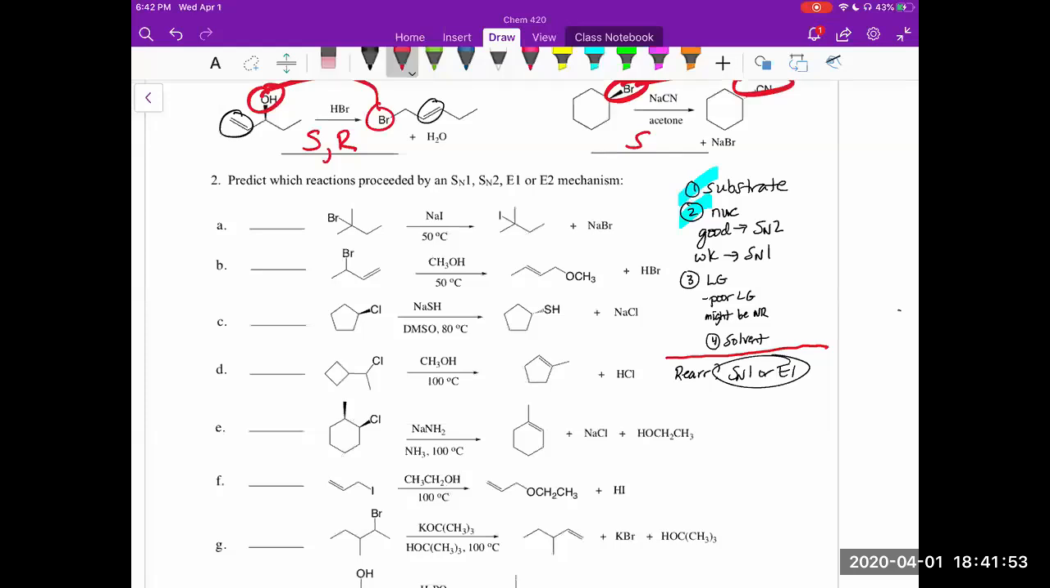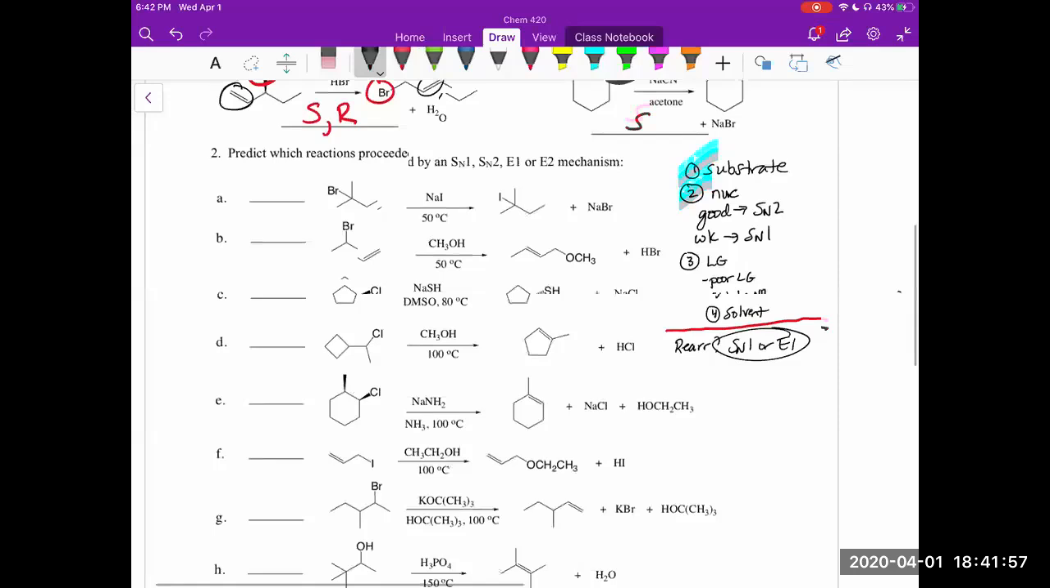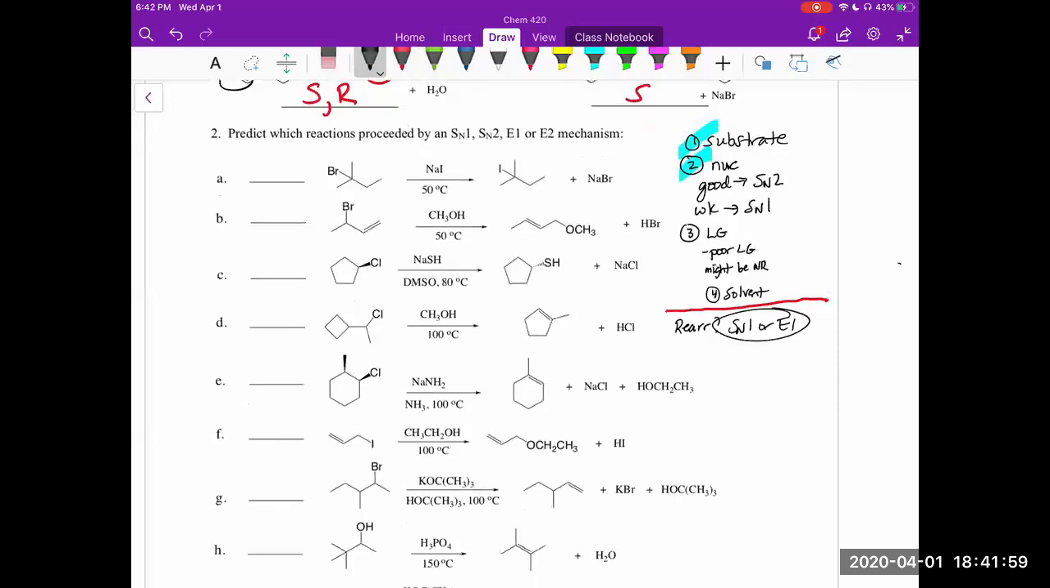All right, here we go, going through these molecules. The substrate on A is tertiary, and so I know that it can't be SN2 because it's tertiary. And I know it's a substitution because Br turned into I. So it has to be an SN1 reaction.